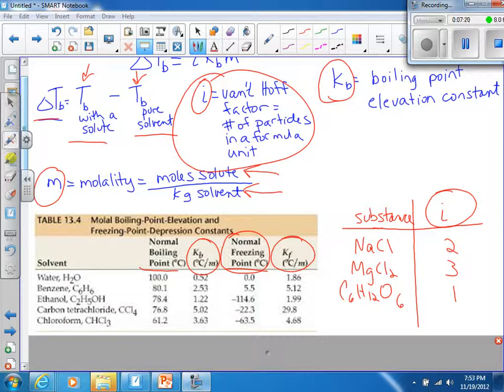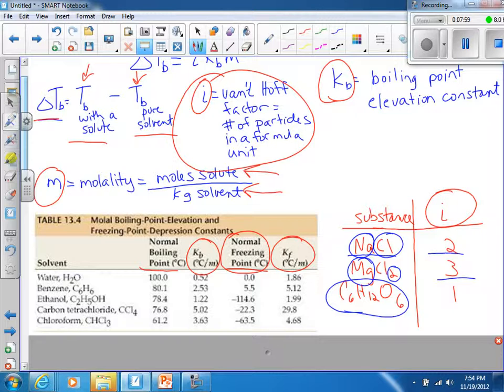So if we look at NaCl, that's an ionic compound, and when ionic compounds are put in water, if they're soluble, they'll split into more than one particle. So for NaCl, we get the Na and the Cl, 2 particles. MgCl2 is ionic, so we will get the Mg and 2 Cl's, a total of 3 particles. I would be 3.